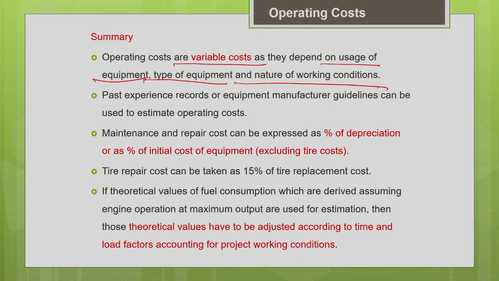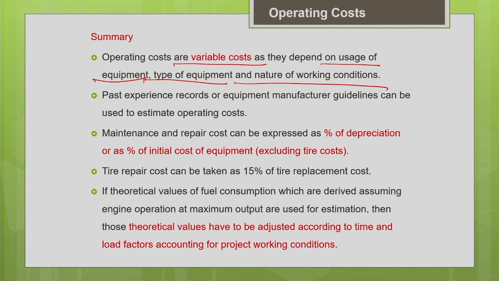And the same machine when put in a severe working condition and when put in a normal working condition, you can see there will be a huge difference in the operating cost. We discussed all those things with various illustrations. So this information on the operating cost, you can get from the past experience records. If you are maintaining your records properly, from your own past records you can get the information on similar equipment, or you can go with the guidelines given by the equipment manufacturer in the equipment handbooks.